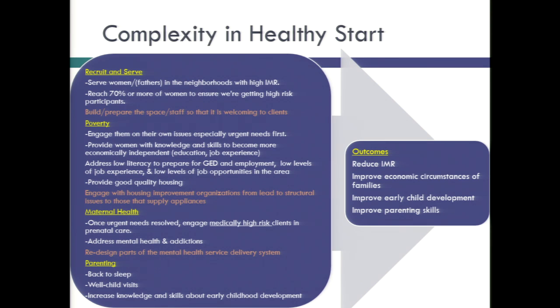So for example, we wanted to make sure that we were reaching at least 70% or more of those moms, pregnant moms and new moms in our target area, because if you only reach 30% or 40%, you might be reaching those who were the worried well, right? They're the healthy folks. If you reach 70%, then you're really getting a high proportion of the high risk as well.